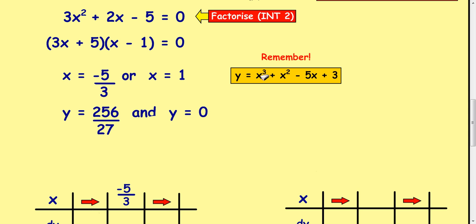A wee tip is put the negative 5 over 3 in, then multiply the fractions out and try and get common denominators in the bottom. The common denominator you're looking for is 27, and then you can add them and take them away a bit easier.